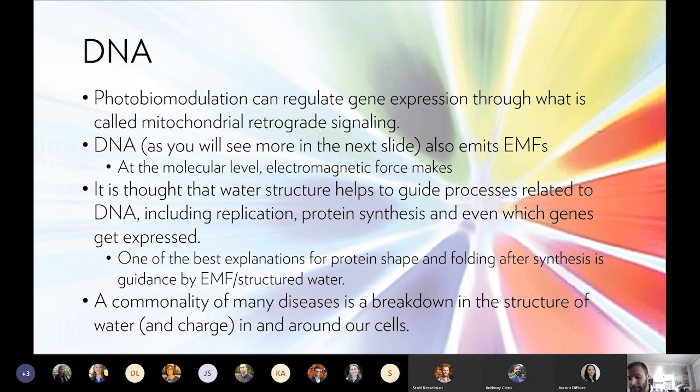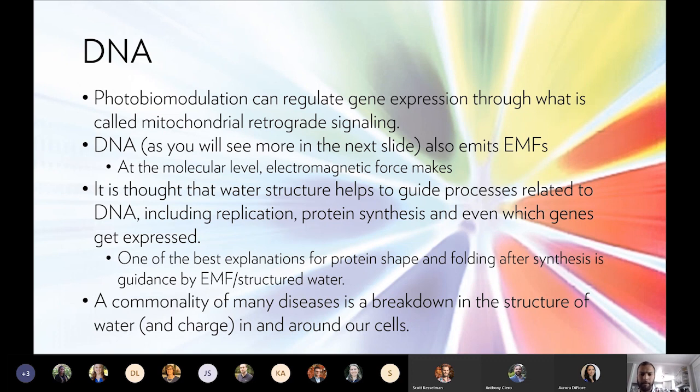So you usually think of DNA controlling everything, but there are other things that go on in the cell that can influence which genes are expressed, and we kind of know that through environmental factors. If you're breathing in smog all day, the terrain of your body, your environment, is getting messed up, and that's going to change your gene expression. DNA, as you'll see more in a second, also emits EMFs.